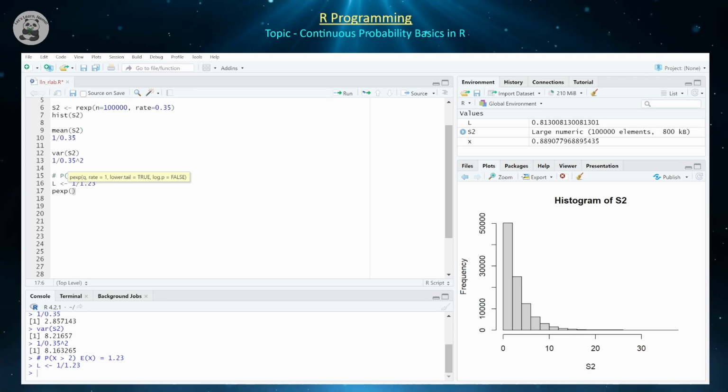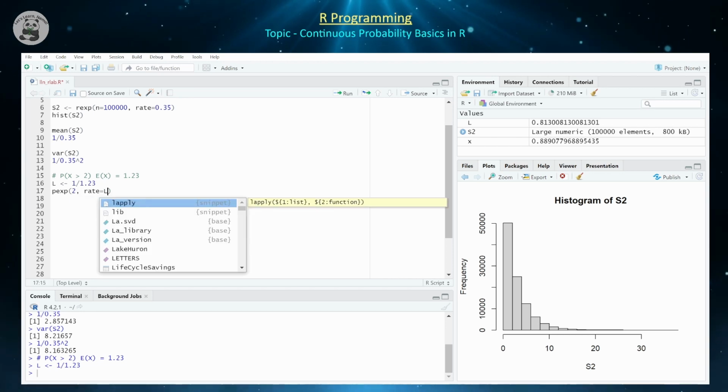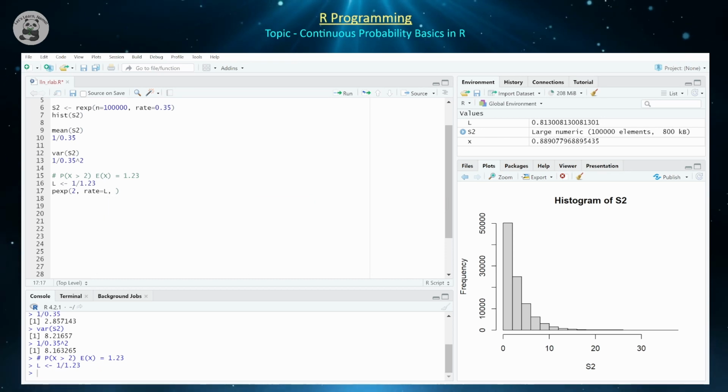And then we can use the function p for probability and then exp for exponential. So the probability value that we're interested in is the probability that x is bigger than 2. So this is going to be equal to 2. And then the rate parameter, which is going to be equal to 1 divided by the average, or L as we've already defined that. And since we're looking at the upper tail, lower tail is equal to false. And that is the associated probability.